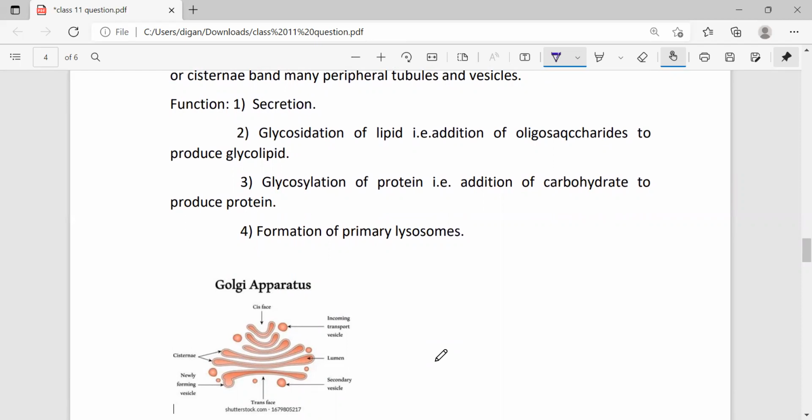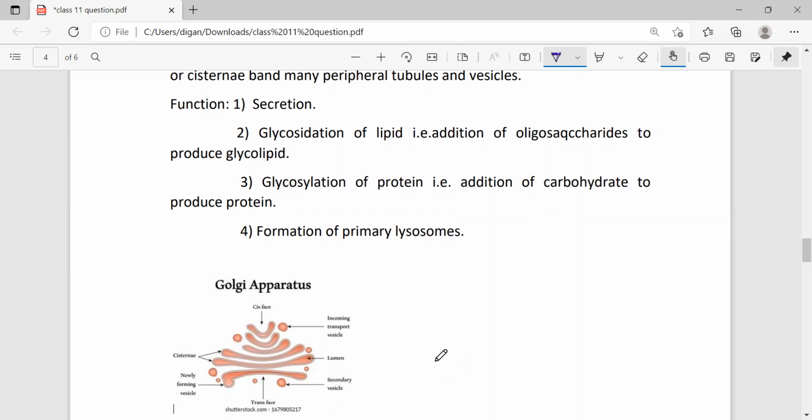And glycosylation means addition of carbohydrate to protein. It means it helps in the production of glycolipid, and at the same time it helps in the production of glycoprotein. So these two are the main functions of the Golgi complex.